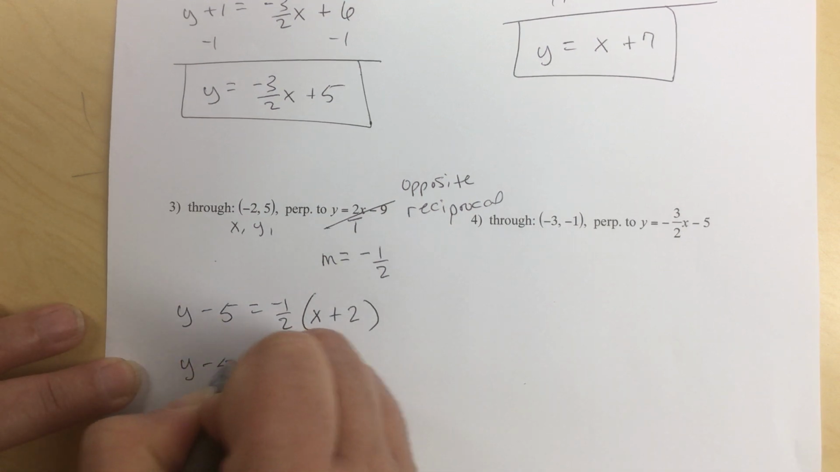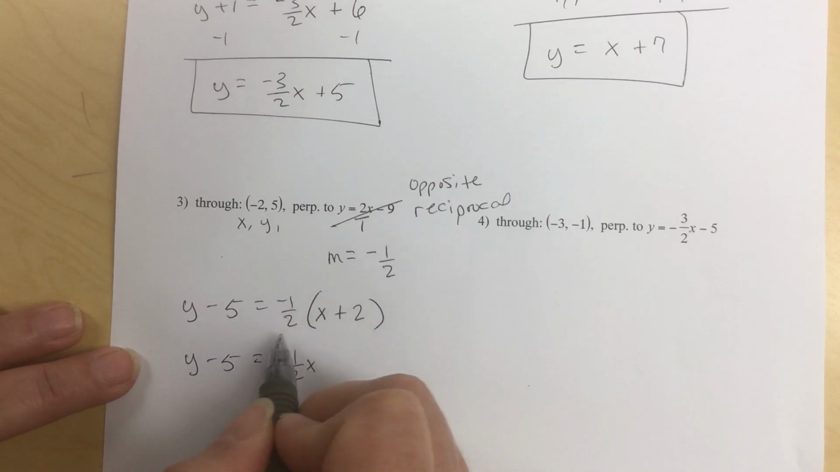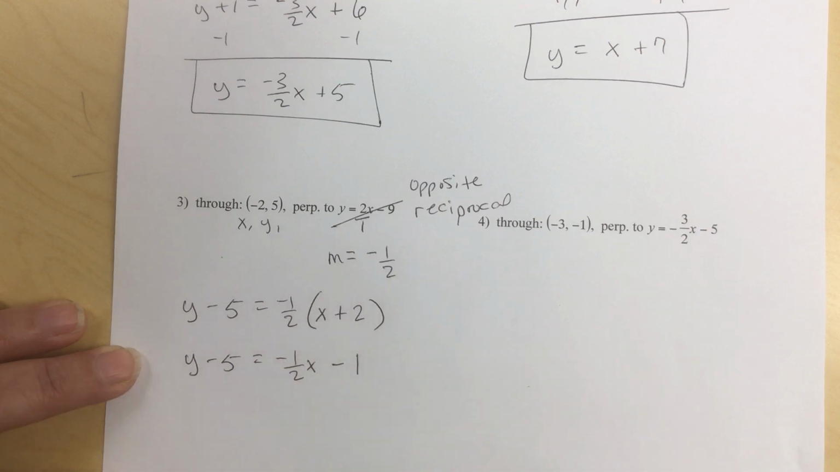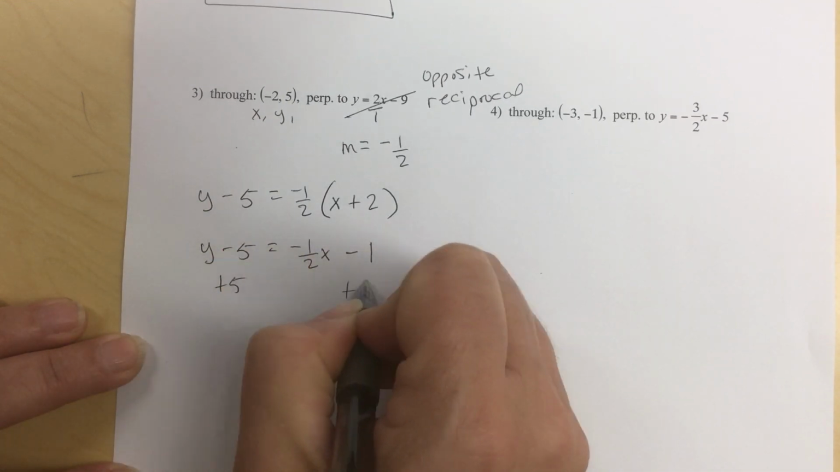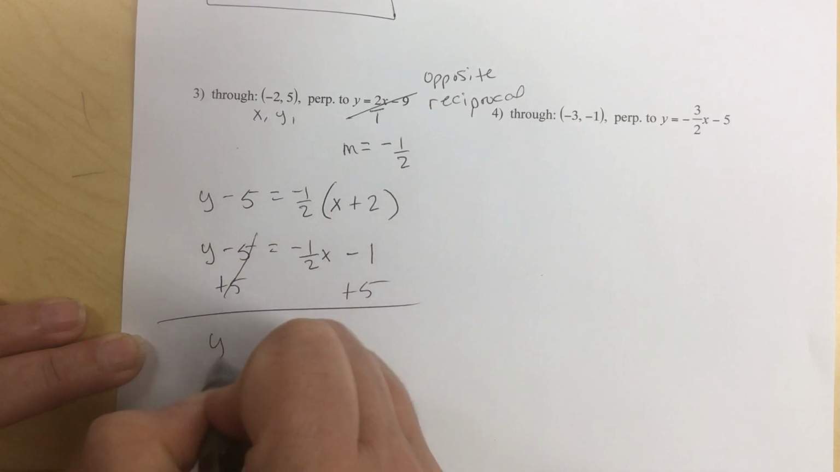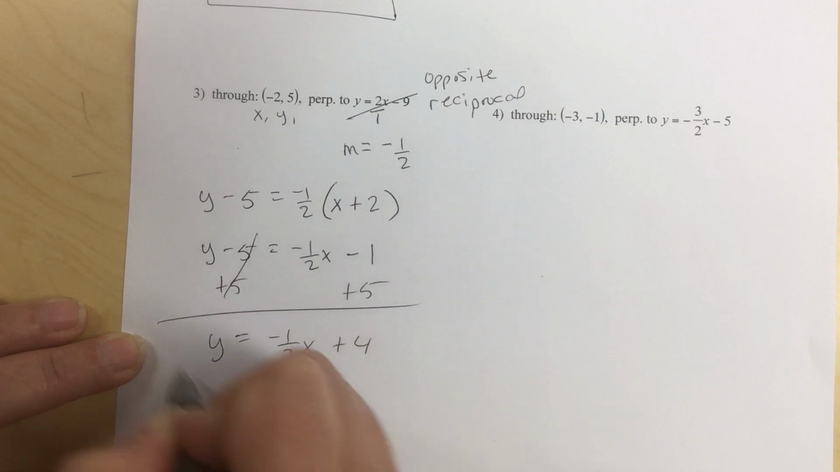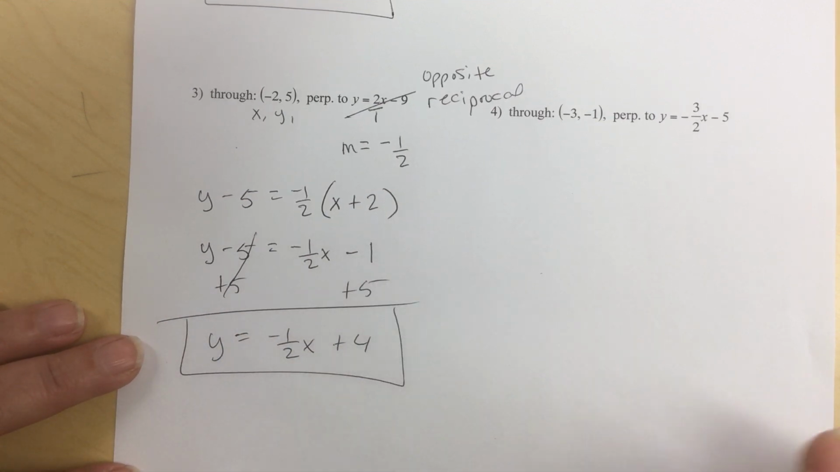So y minus 5 is equal to -1/2 x, and then 2 divided by 2 is 1. I change my plus to minus, and so I have a -1 there. Last step is to add 5 to both sides, so y is equal to -1/2 x plus 4. Remember, a -1 plus a positive 5 is a positive 4.